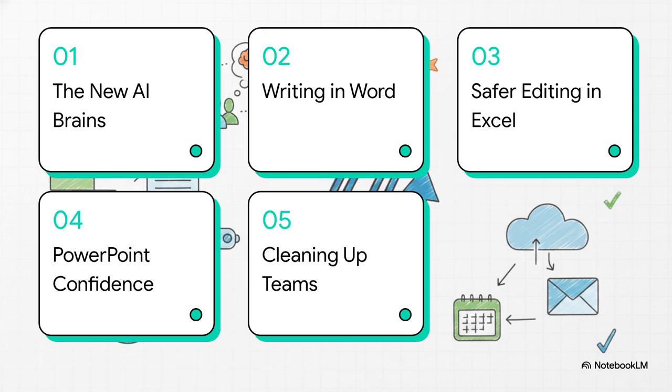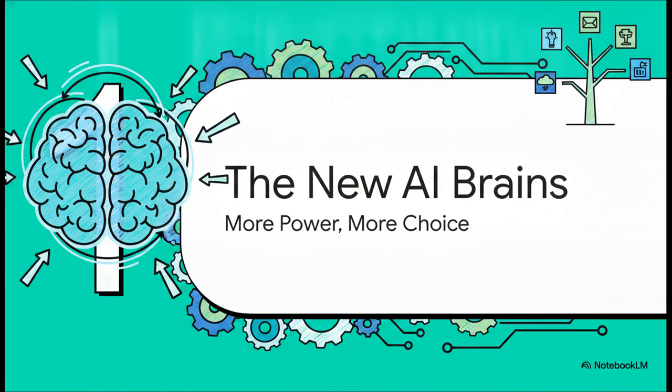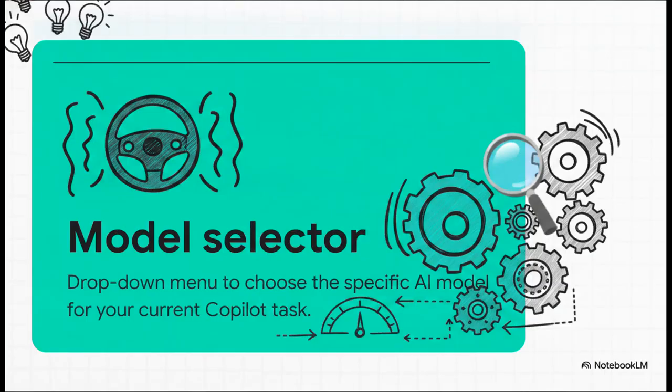Let's dive right in. Section 1. The new AI brains. More power, more choice. First up, we're looking at the most fundamental update across the entire Microsoft 365 ecosystem. To really get this, you need to know about the Model Selector. It's basically a drop-down menu that lets you choose the specific underlying AI model to power your current Copilot task. Think of it like a steering wheel for your AI.